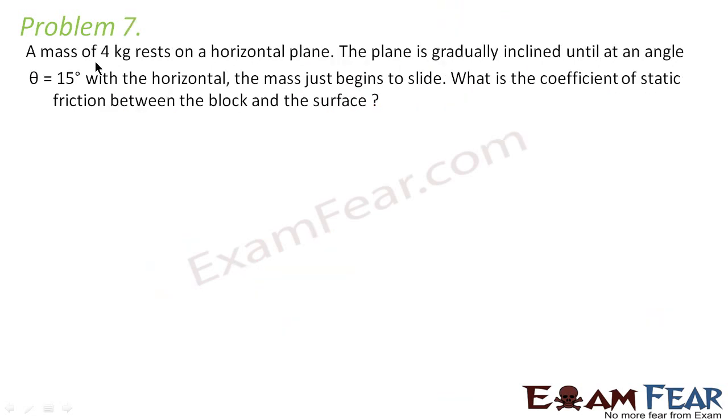This problem says a mass of 4 kg rests on a horizontal plane. The plane is gradually inclined until at an angle theta equal to 15 degree with the horizontal. So let us imagine the scenario practically. Let us suppose this was a horizontal plane on which the 4 kg mass was resting. Now we started inclining this plane. That means gradually we made this plane somewhat like this. We kept inclining it, and finally we made it inclined to an angle of 15 degree with the horizontal.